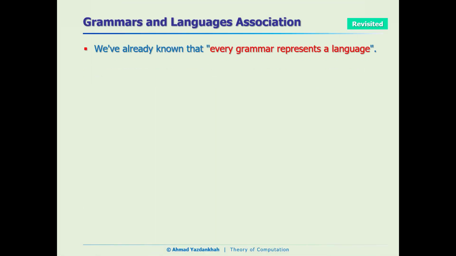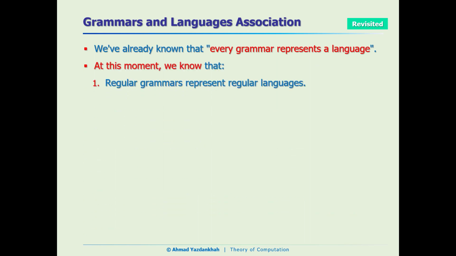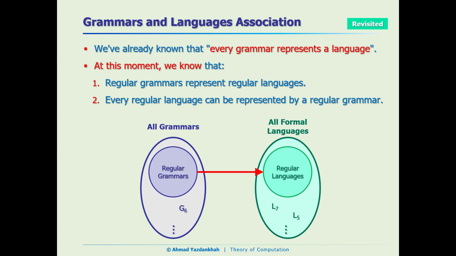Okay, so now our knowledge is partially enough to represent this. Right now, we know that the regular grammars will produce regular languages. So far, we learned that if this is all of the formal languages, then the regular languages part will be covered by the regular grammars.